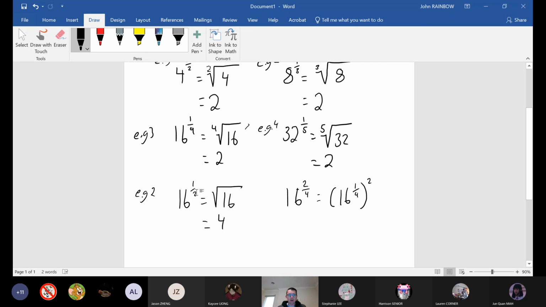Here, we've got 16 to the power of a half, which is the square root of 16, which is 4. Now we know that 16 to the power of a half would be the same thing as 16 to the power of 2 quarters, because 2 quarters is the same thing as a half. So what you can do is use one of the indice laws and make that a quarter times the power of 2, which gives you 2 quarters.